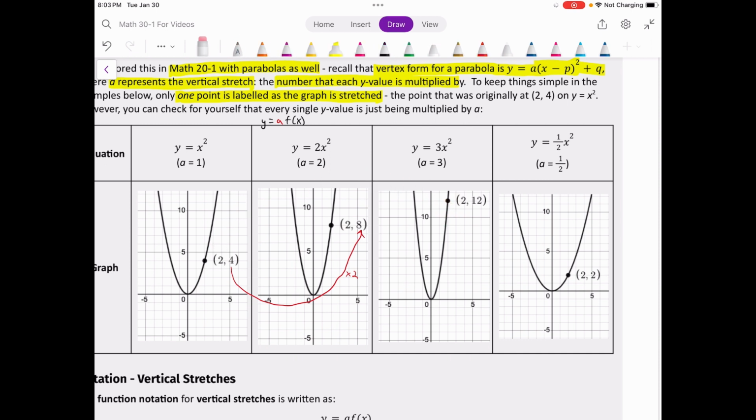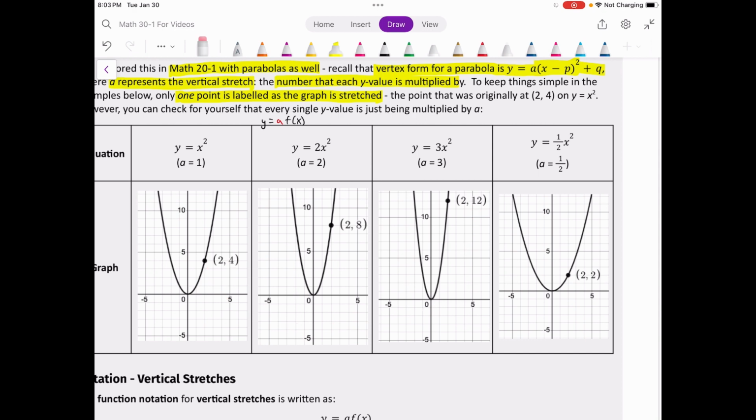Sure enough, that point that was when x used to be 2, y would be 4. Now on y equals 3x squared, when x is 2, y is already all the way up at 12, right? 3 times bigger than 4. Because, again, 2 squared is 4, times 3 is 12. So every single y value here has been multiplied by 3.